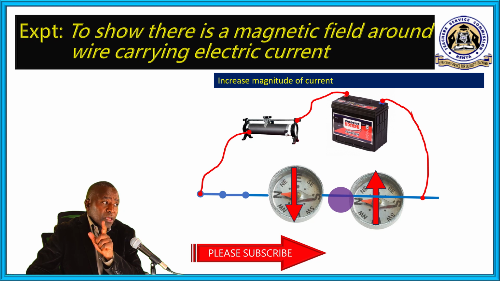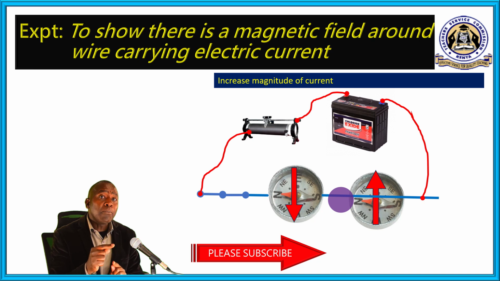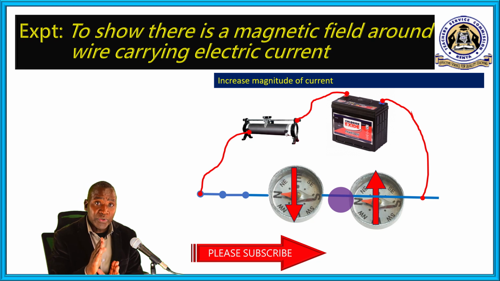In other words, you may be asked a question like this: what observations do you make when the current is increased? You will observe that there is more deflection. Then, what conclusions do you make from that? You will conclude that the magnetic field becomes stronger.